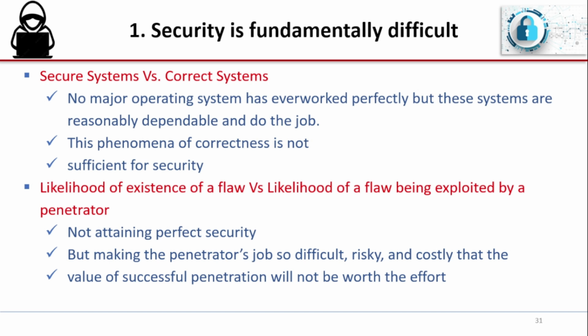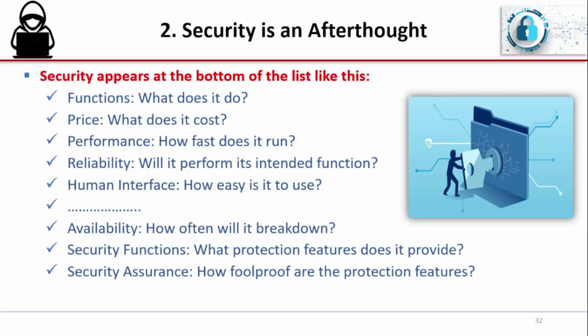If you want to edit some photos and you download software for that, the software provides you all the functionalities to edit that photo, but the software has many vulnerabilities in itself. So this can be correct software for editing photos, but it cannot be secure software. The same goes for systems. Then there is the likelihood of the existence of a flaw versus the likelihood of a flaw being exploited by a penetrator. There can be a vulnerability in a system, but it is not always necessary that it is exploitable by the penetrator or the attacker.